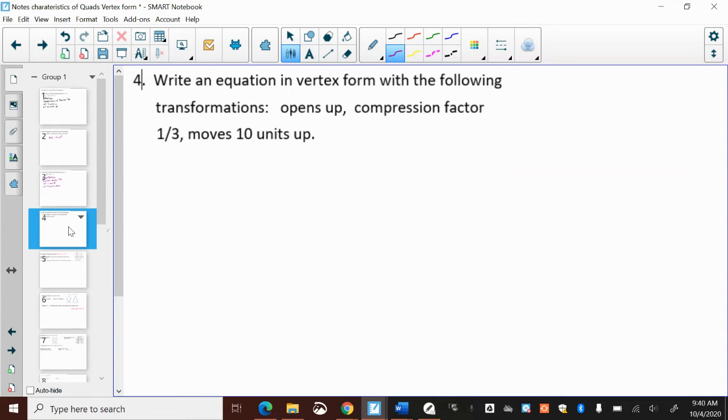We have one more review question here. Write an equation vertex form. I'm going to use y this time. That opens up, so I know it's going to be positive. A compression factor of 1/3, so that's that a value. Doesn't talk about moving left or right, so it's just x squared, no parentheses needed, and moves 10 units up, straight to the top.